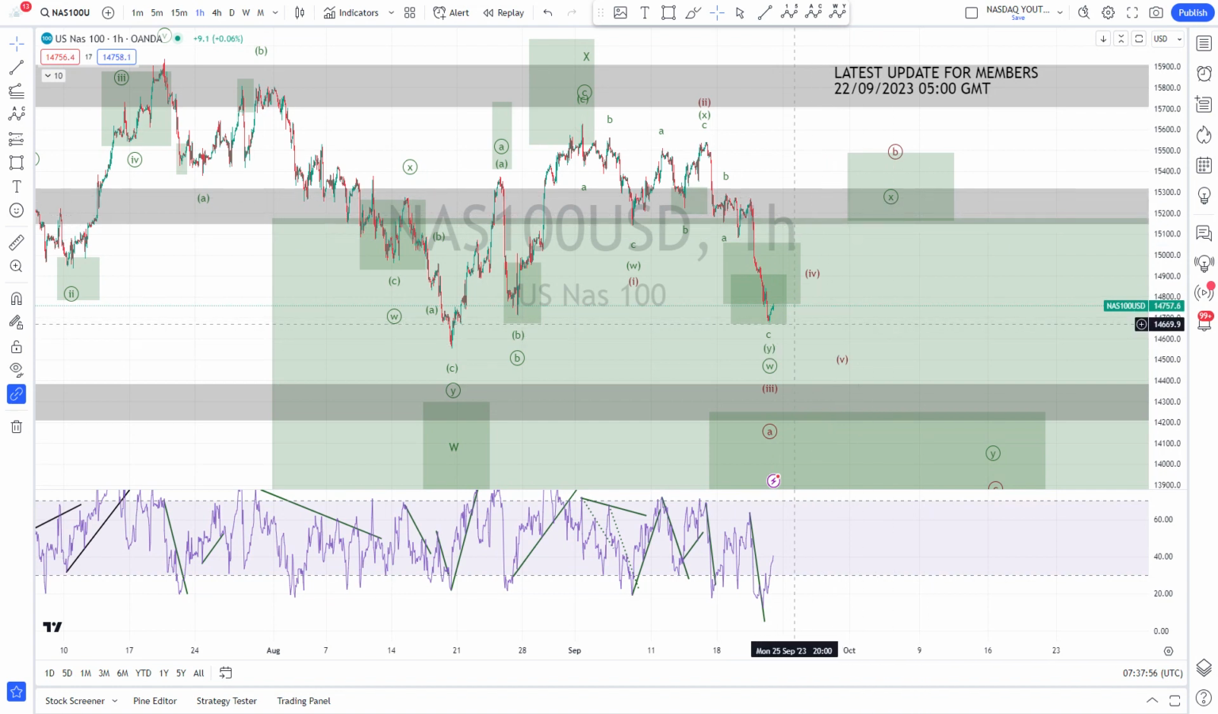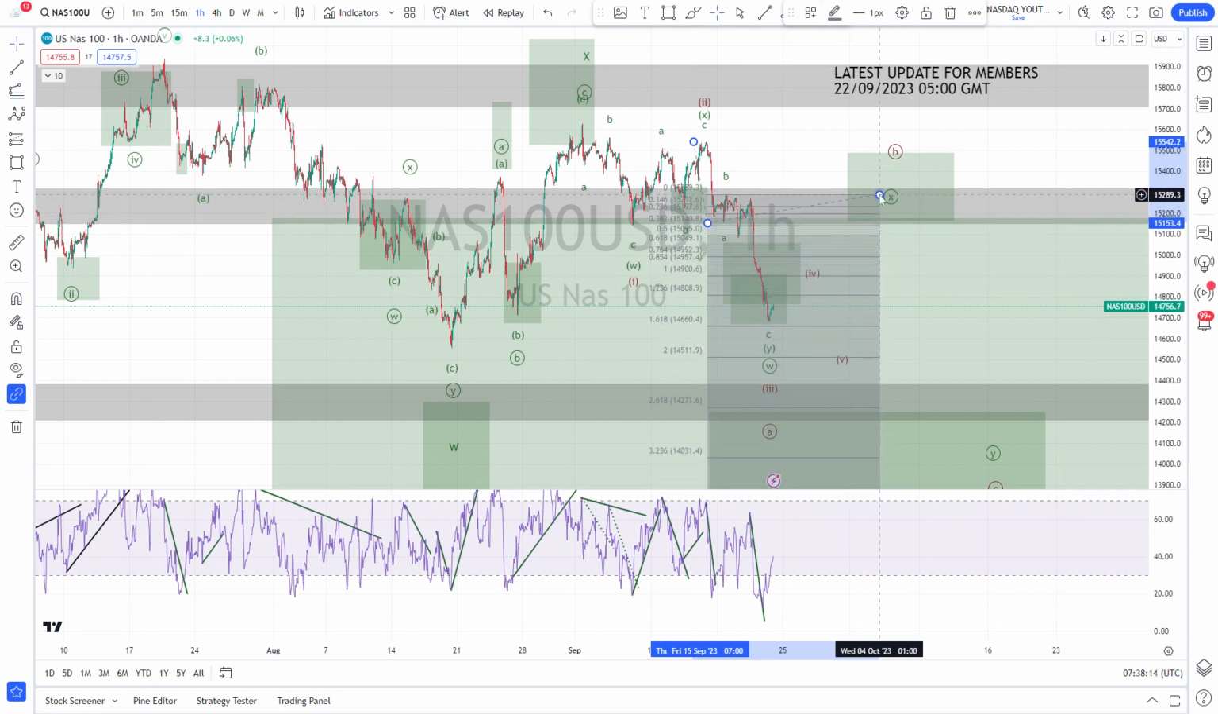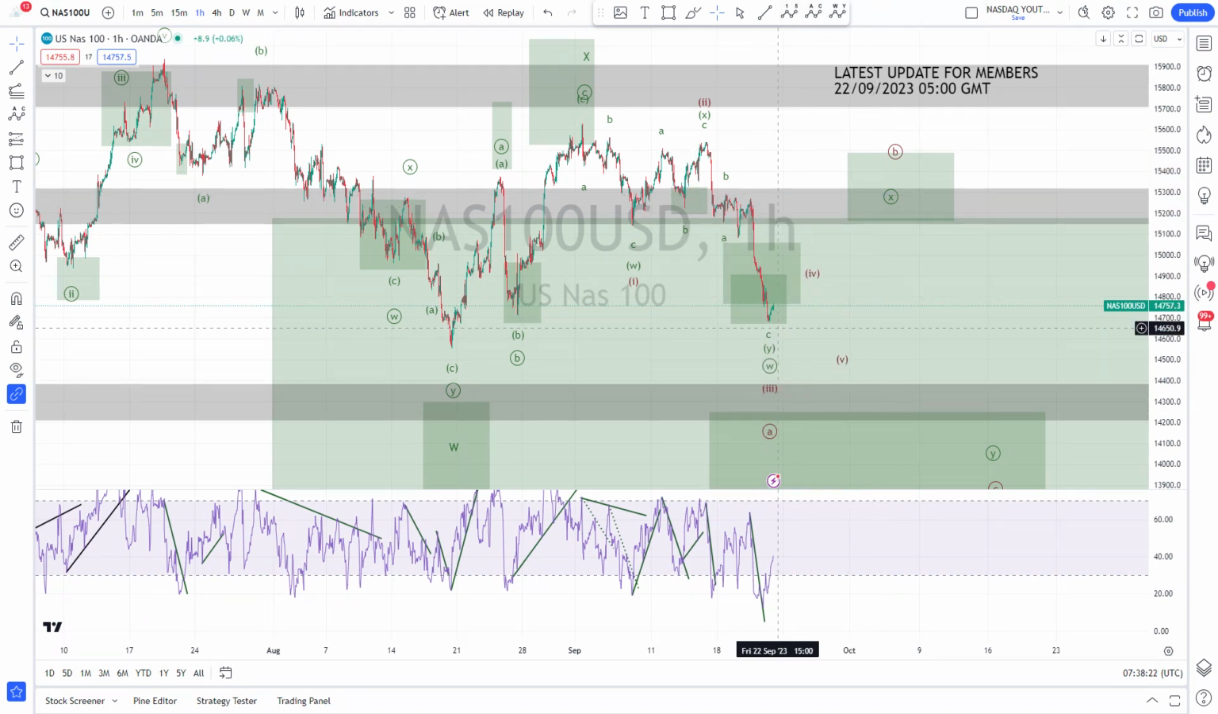And so now we really reached the lower boundary of this area, which is the area that we can find by taking the length of this wave A, the length of this wave B, and then here the area between the 1 and the 1.618 FIB extension is the area for the wave C. As you can see, there is some reaction here. Now we have to see if this low holds here.